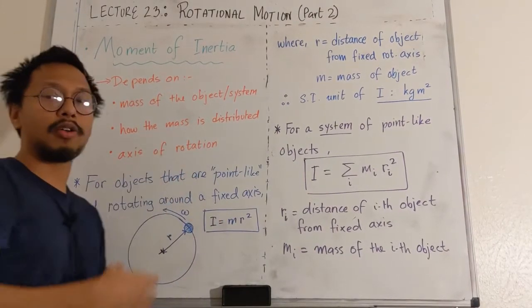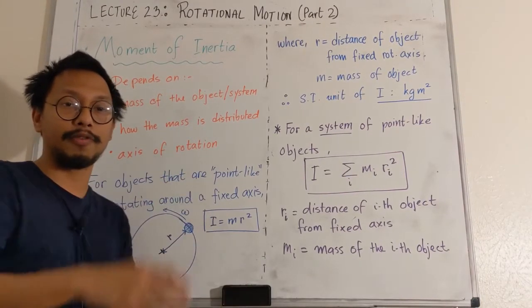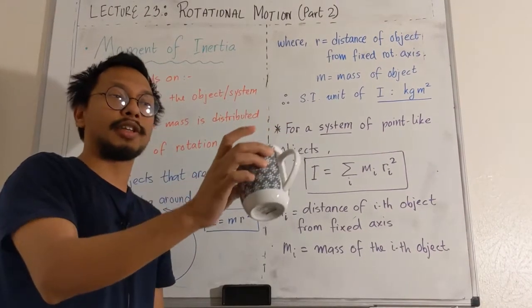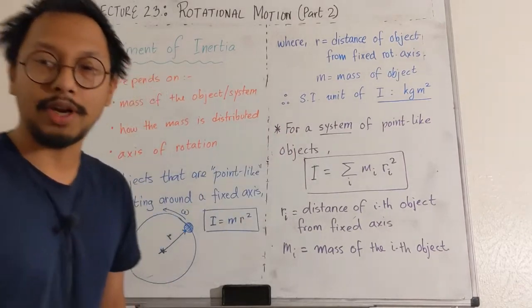But when you look at objects which are more different, with a varied number of shapes, like this cup right here, it is harder to tell through which point the mass is acting, right?